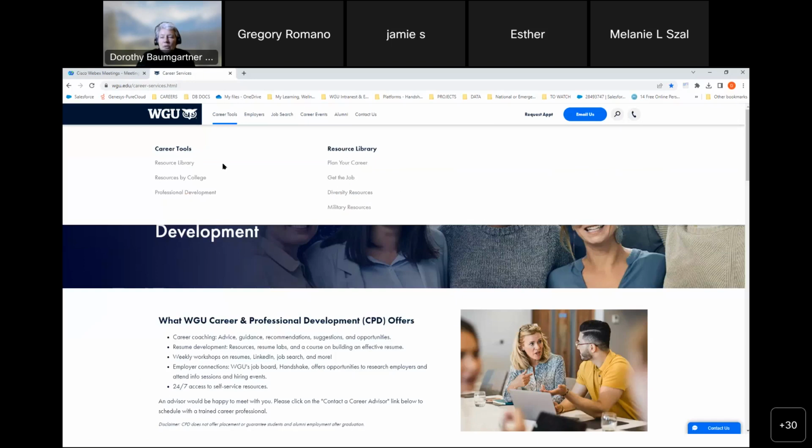Under the career tools, you'll see this resource library and resources by college. And there's also professional development things. So I'd recommend that you peruse this and spend some time getting familiar with this. But I do want to point you to this resource library. There's kind of two main sections that work for most people. If you are interested in diversity resources, we also have some there, and if you're a vet, we've got military resources. So I just want to point that out.